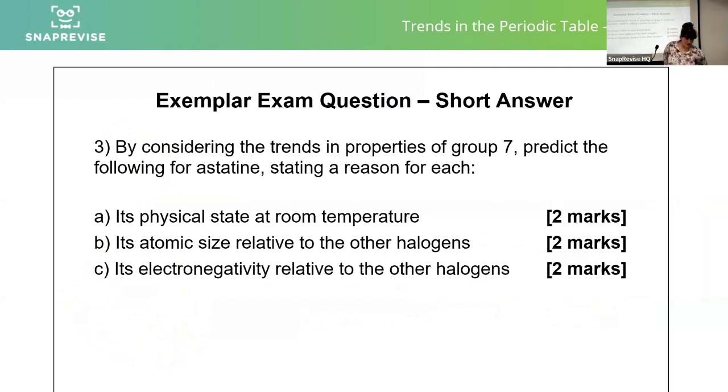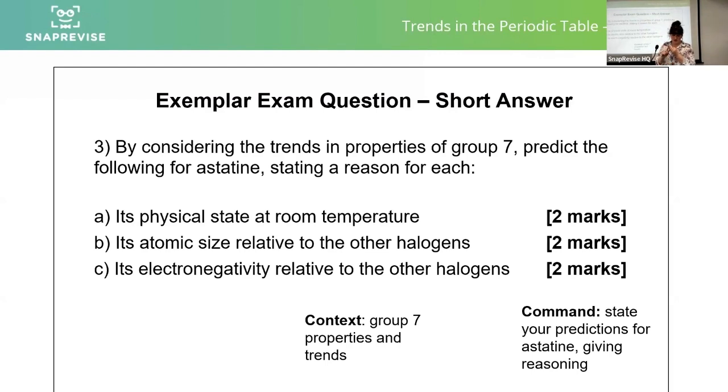So exemplar exam questions. Exemplar exam questions is a short answer. By considering the trends in the properties of group 7, predict the following for astatine, stating a reason for each. So what's the question about? The context is properties of group 7. So in my head, I'm thinking group 7 properties, right? What do I know about that? The command words are state and predict.